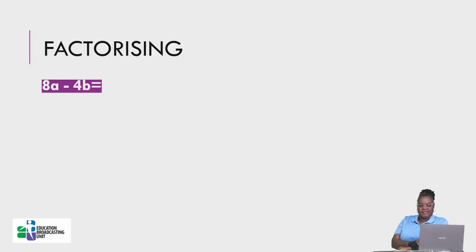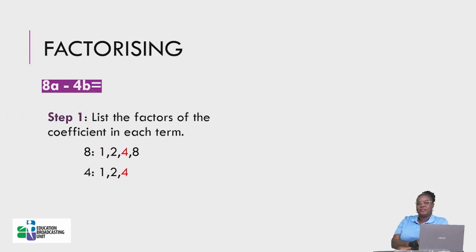Let us start factorizing by going step by step. Step 1. List the factors of the coefficient in each term. This has 2 coefficients. And remember, our coefficient is the number before the letter, the variable. So we have 8 as a coefficient and 4 as the other coefficient.